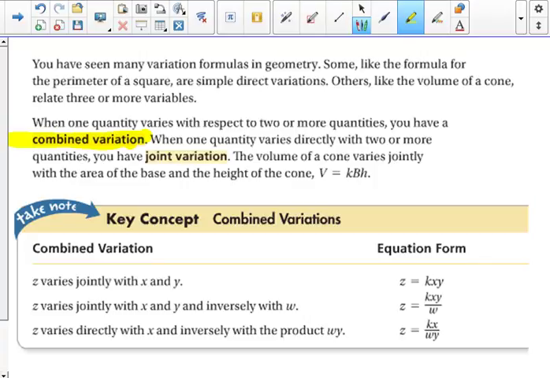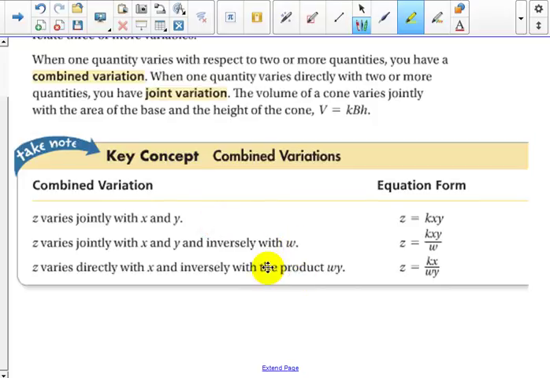When one quantity varies directly with 2 or more quantities, you have a joint variation. The volume of a cone varies jointly with the area of the base and the height of the cone. Like volume equals k times base times height. So here are some equations of combined variations, where z varies jointly with x and y. So z equals kxy.